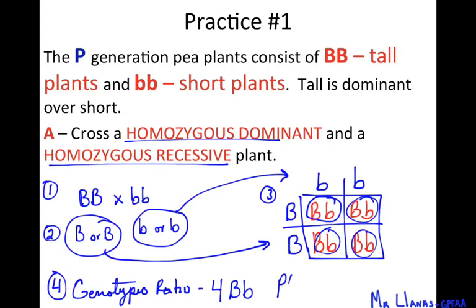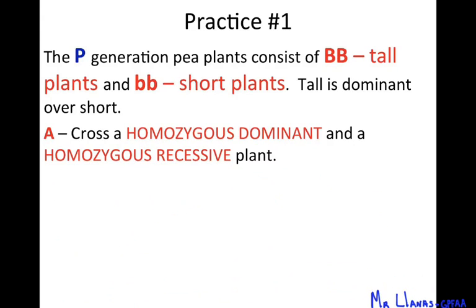The other ratio that we need to find is the phenotypic ratio. The phenotypic ratio has to do with the traits or the characteristics of these organisms. Well, we can see that this one is tall, this one is tall, that one is tall, that one is tall. So that means we have 4 tall plants, and that's our phenotypic ratio. So that's going through the 4 steps that I gave you earlier. Let's go through another example, so you can get more practice.